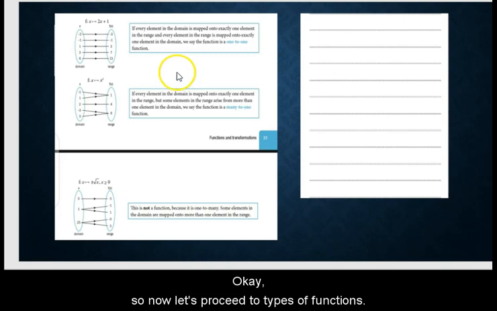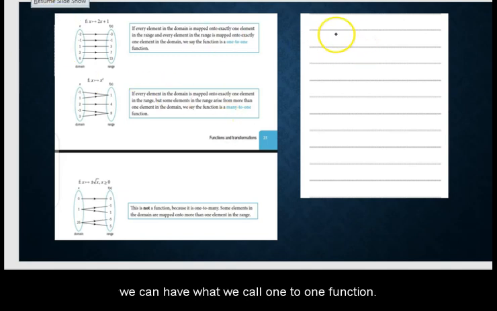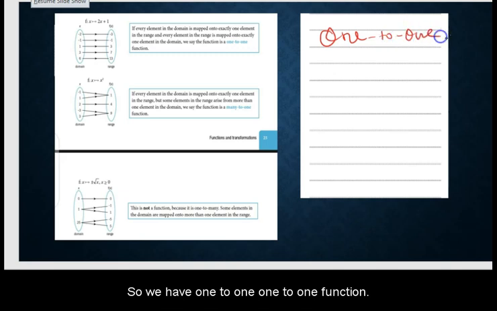Okay, so now let's proceed to types of functions. When we look at types of functions, we can have what we call a one-to-one function. Now look at this.